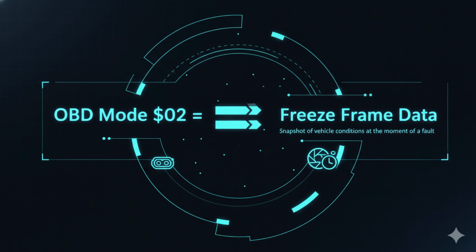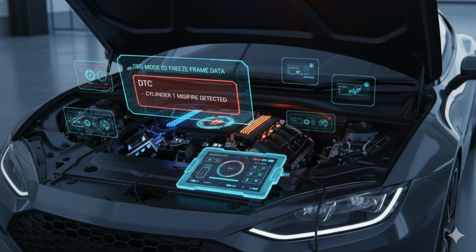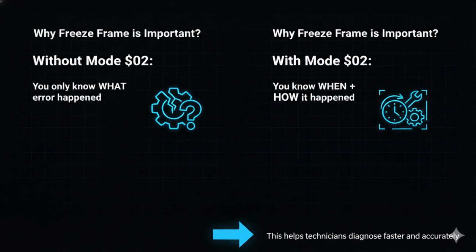When a fault, that is a DTC, Diagnostic Trouble Code, occurs, the vehicle ECU captures a snapshot of engine conditions and stores it at the exact moment the problem happened. Why is freeze frame important? Without Mode 02, you only know what error happened. With Mode 02, you know when and how it happened. This helps technicians diagnose faster and more accurately.